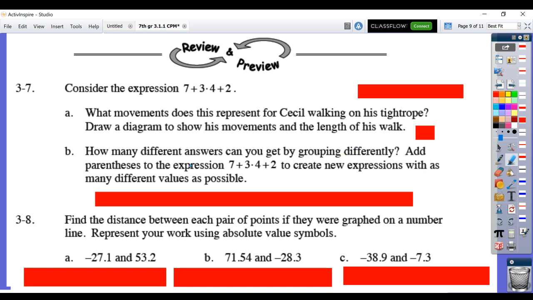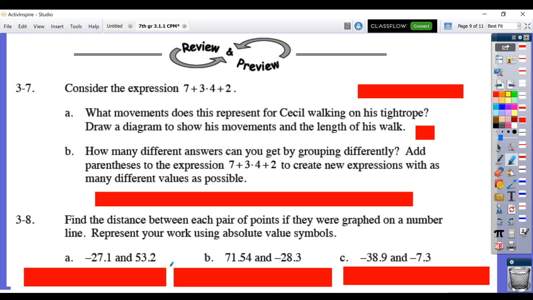And then add parentheses to this expression so that you can get different values. So you might put the parentheses around the 7 plus 3. You might put the parentheses around the 4 plus 2. You might put it around the 7 plus 3 and the 4 plus 2. Try to create new expressions with as many different values as possible.